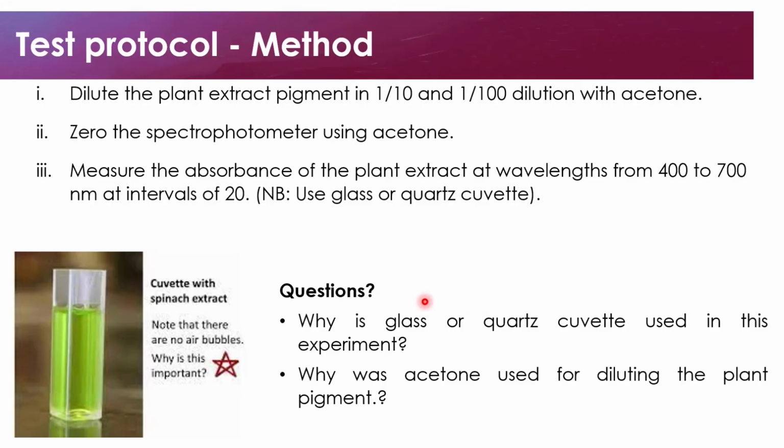I expect you to know why this is important before measuring the absorbance. And these are some questions that I would also like you to try your hands on. 1, why is glass or quartz cuvette used in this experiment? And 2, why was acetone used for diluting the plant pigment?